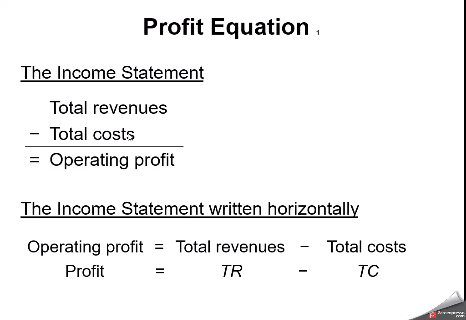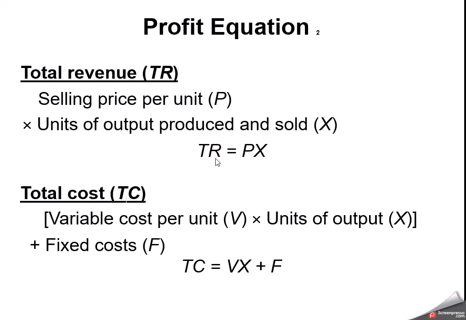So our total revenues minus our total costs gives us our operating profit. Our total revenue may have to be found by taking our selling price per unit times our number of units sold. Sometimes they'll give you the total revenue, sometimes you've got to compute it. Your total cost has two components: a variable piece, which increases with every unit you sell, and then you add the fixed costs to that.